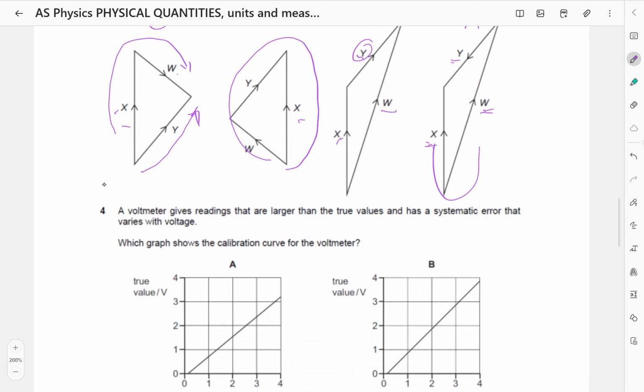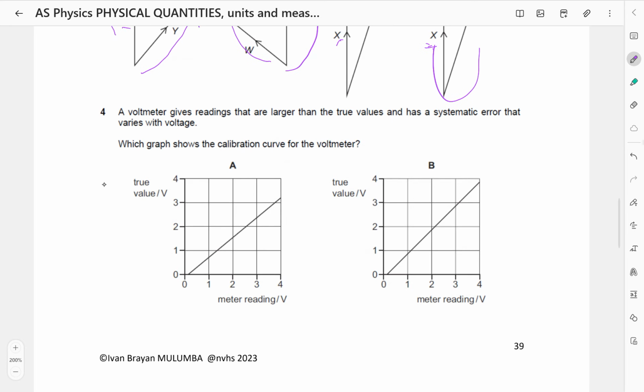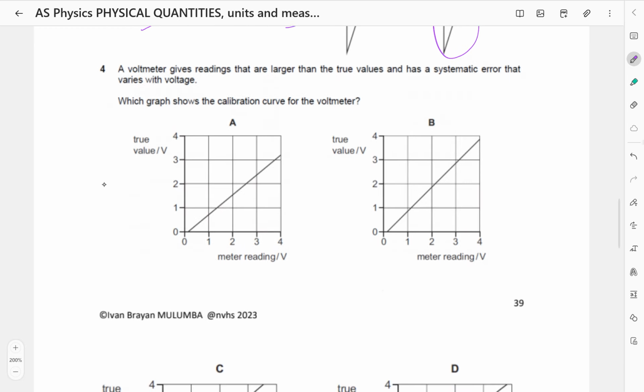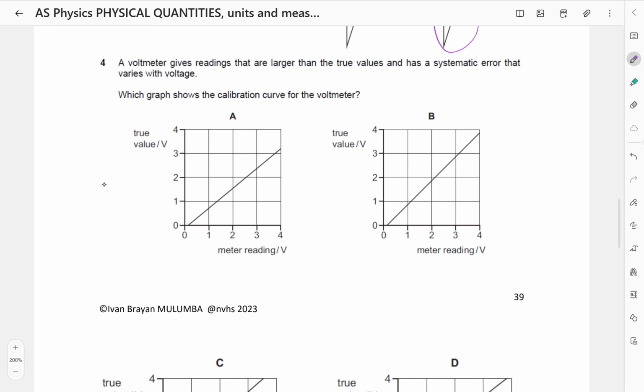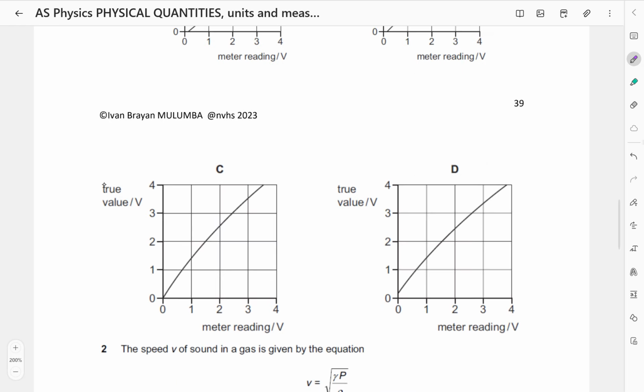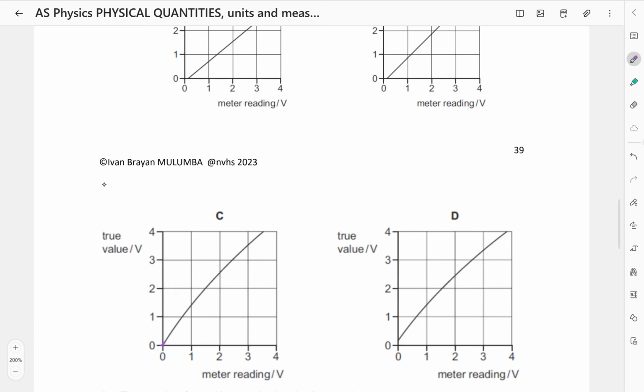A voltmeter gives readings that are larger than the true value and has a systematic error that varies with the voltage. So it has a systematic error which varies. It is not constant, it varies with the voltage. Here it is showing there's no systematic error, so it means C is automatically wrong.